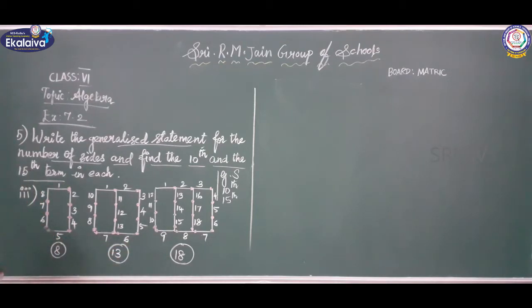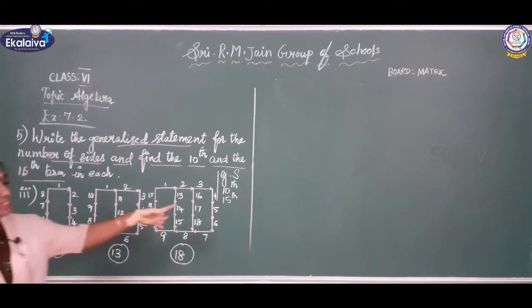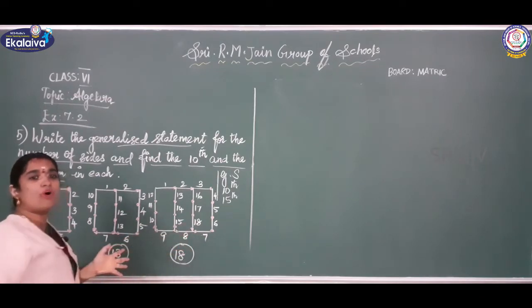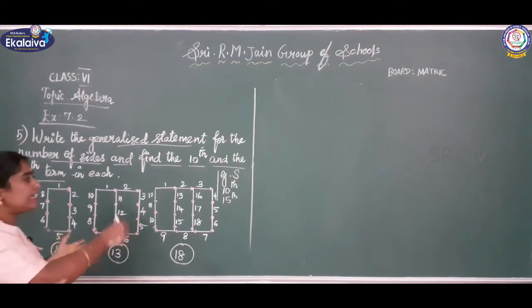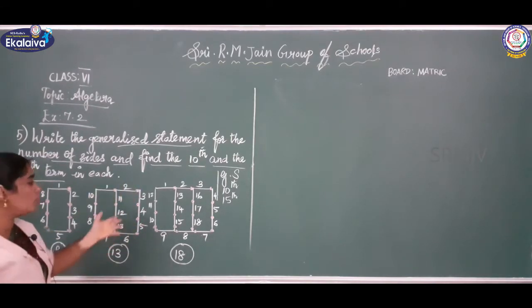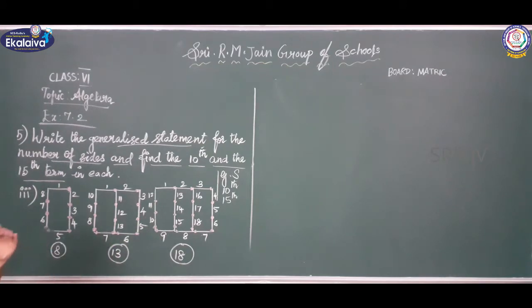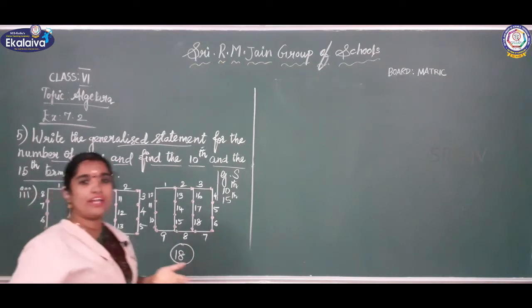My question is, if I draw 10 rectangles like this, how many matchsticks will there be? That is my question mark. And suppose if it is a 15 rectangle box like this, how many matchsticks am I going to stick? That is my question mark. Is it clear? Is it possible to draw 10 rectangles and then count like this? It is possible, but now we are going to do an easy method.